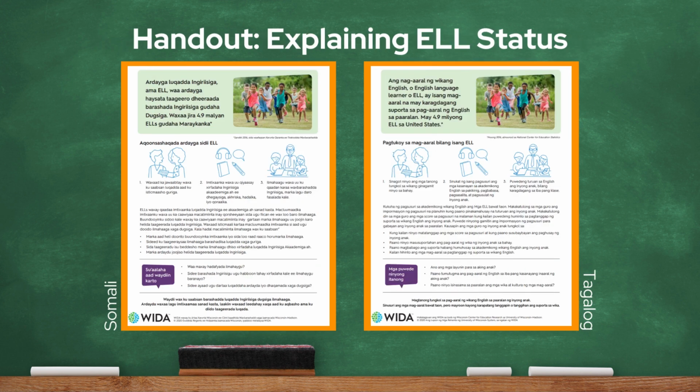This slide presents the handouts that explain the English learner status to families and parents. The handout explains how their child was identified as an English learner. It provides questions parents can ask so they are informed of their child's status. These handouts represent the Somali and Tagalog languages.